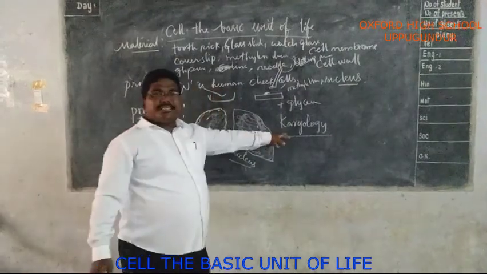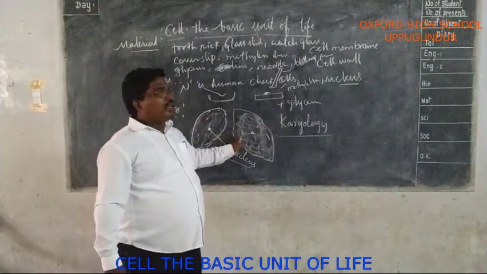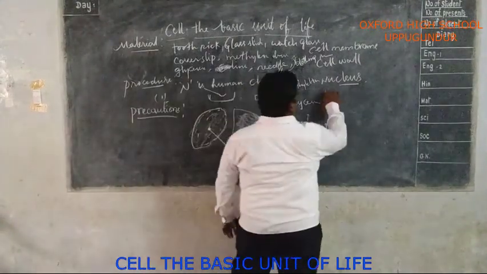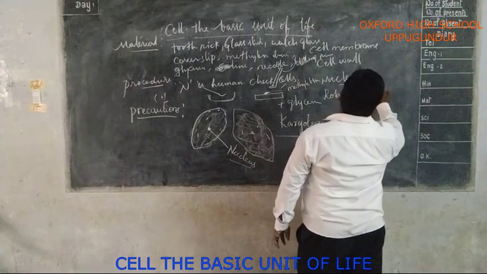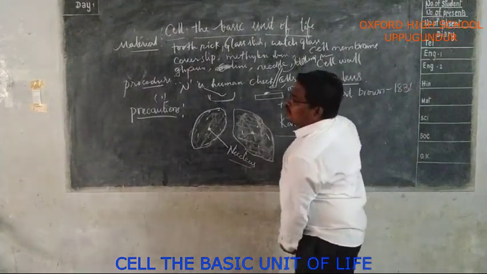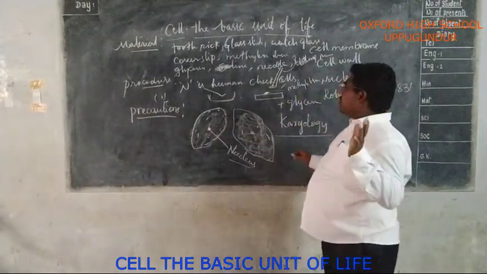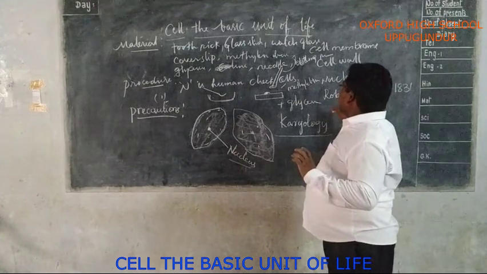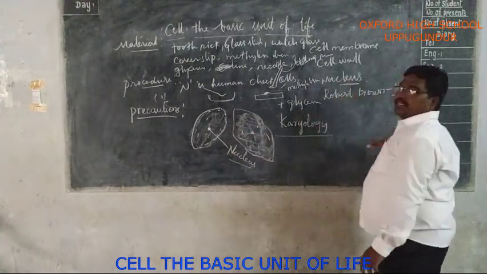Studying about the nucleus is called karyology. The nucleus was first discovered by Robert Brown in the year 1831. Who is he? Robert Brown. The first cell was noticed or observed by Robert Hooke. The nucleus was first discovered by Robert Brown in the year 1831.